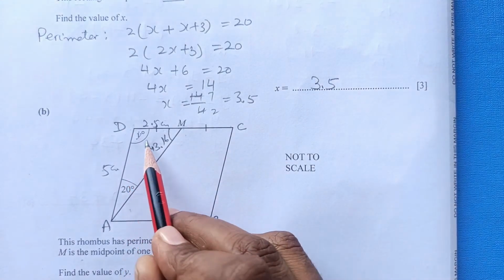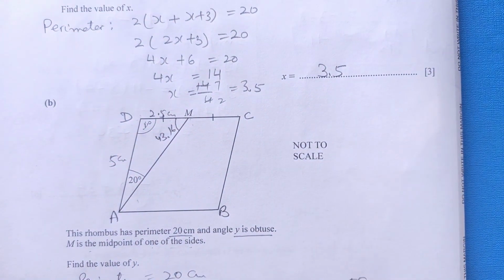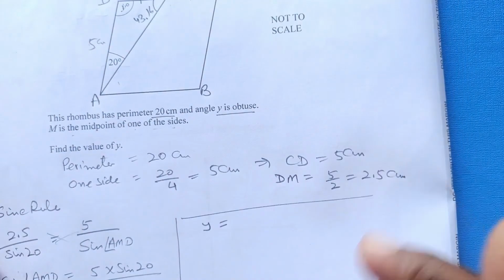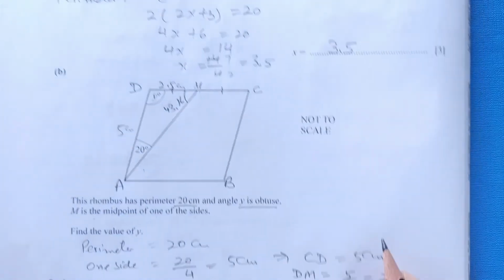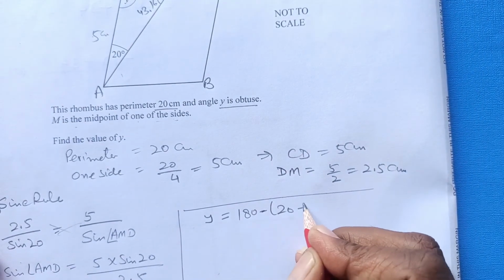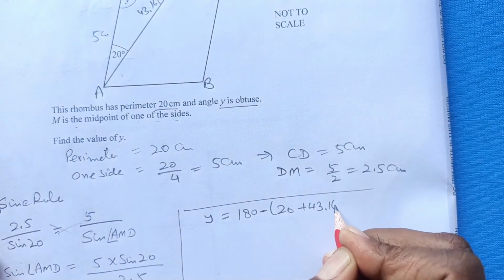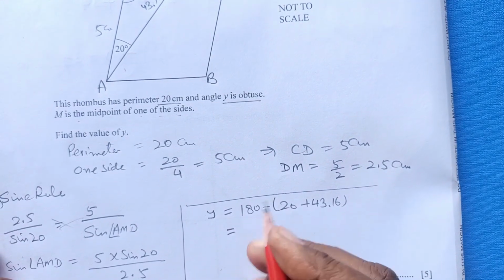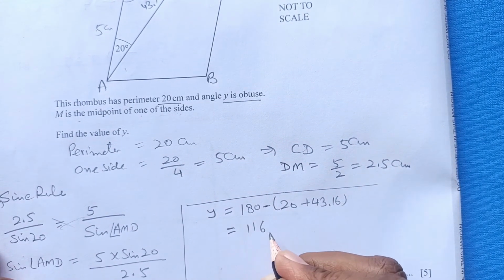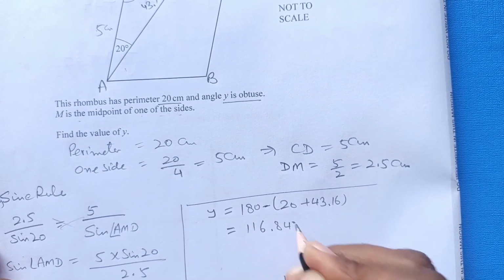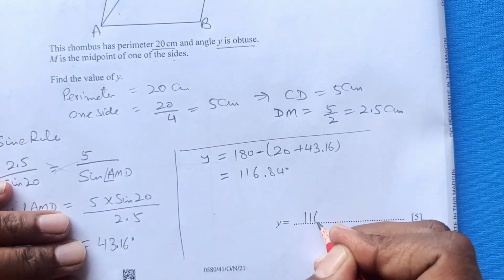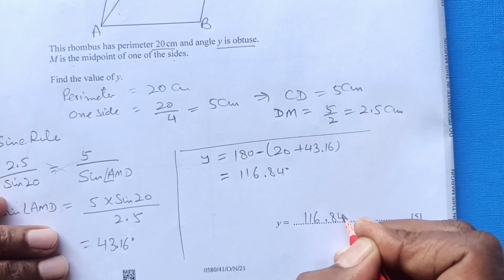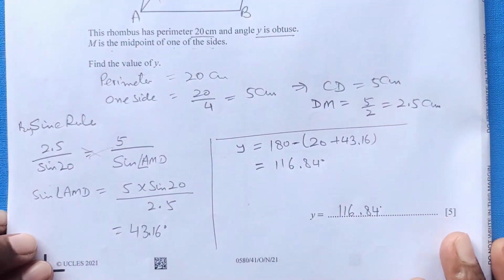Now we are looking for y. So y equals 180 minus the sum of these two angles, which is 20 plus 43.16. When you calculate this, it comes out to be 116.84. So that is our final answer, 116.84, right?